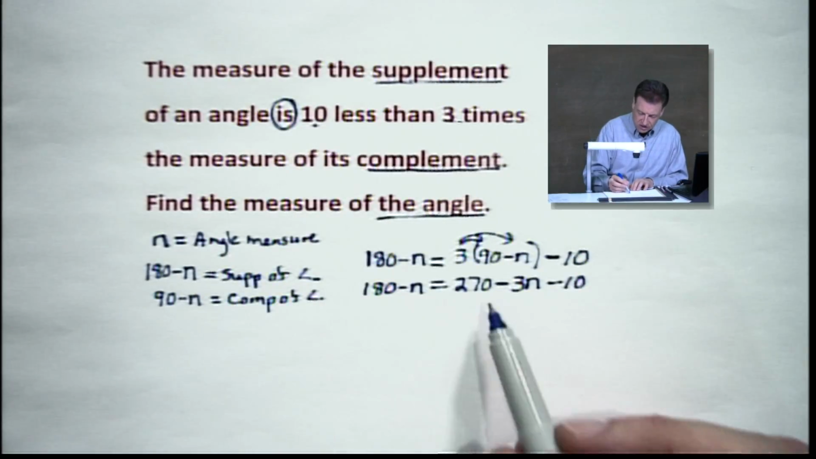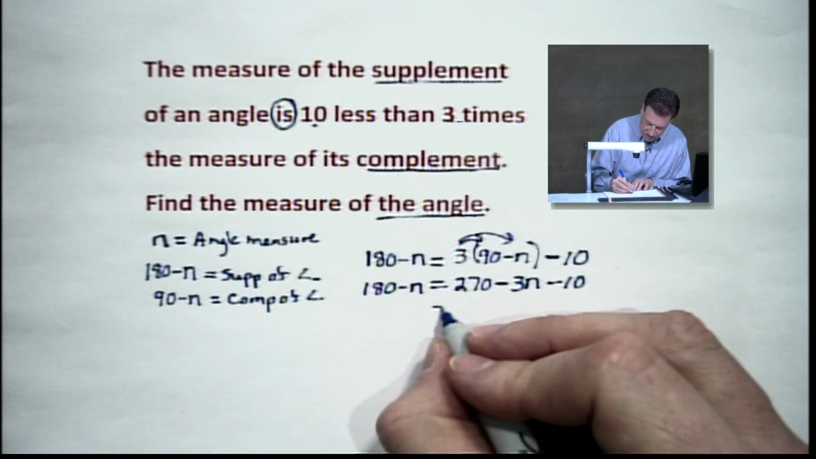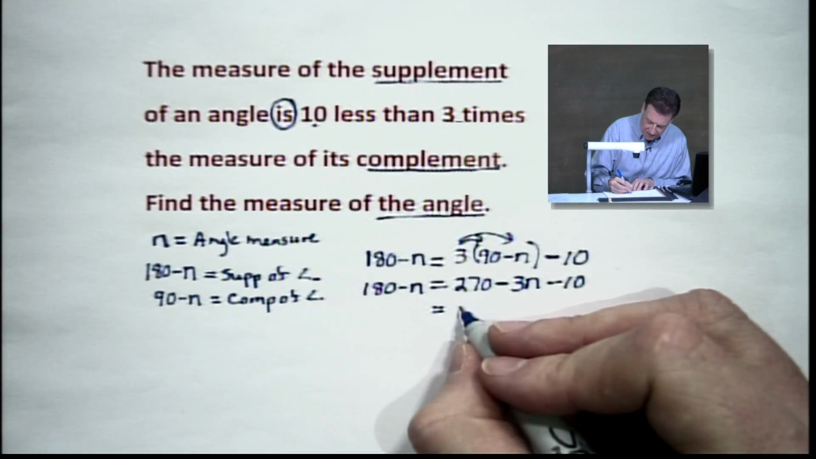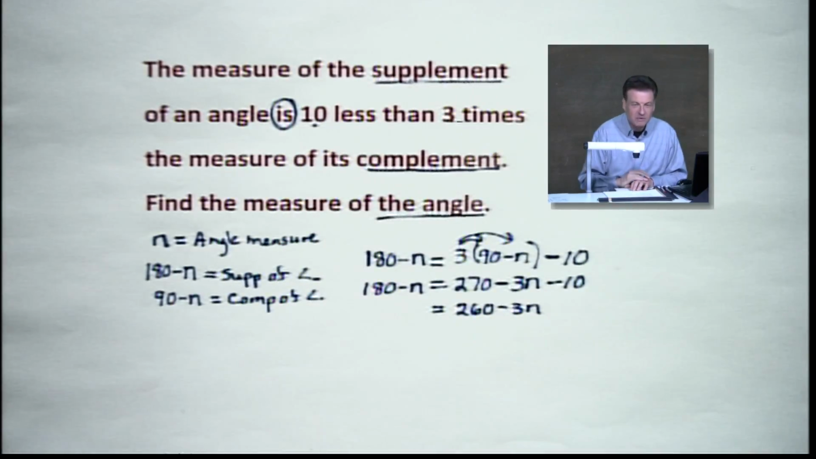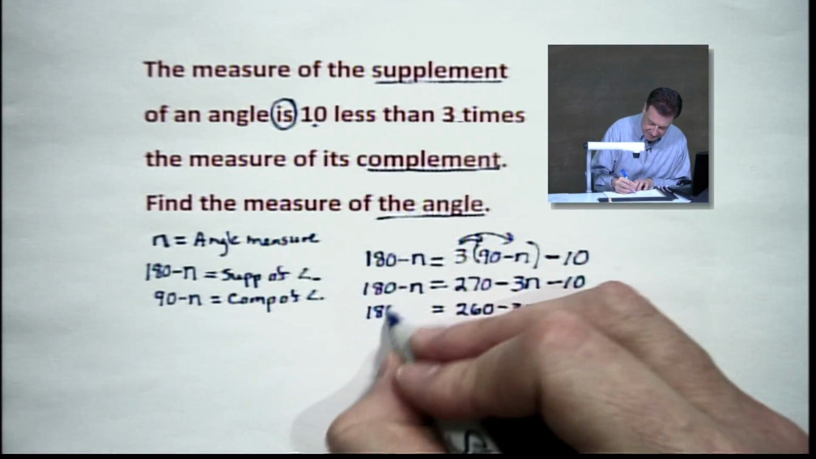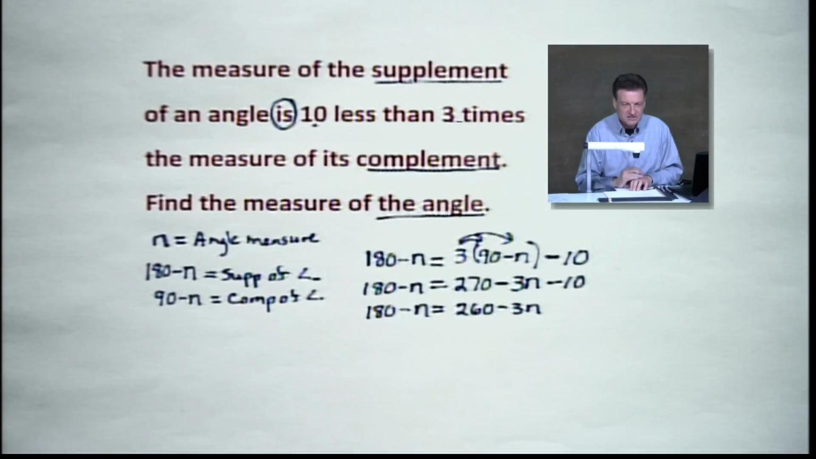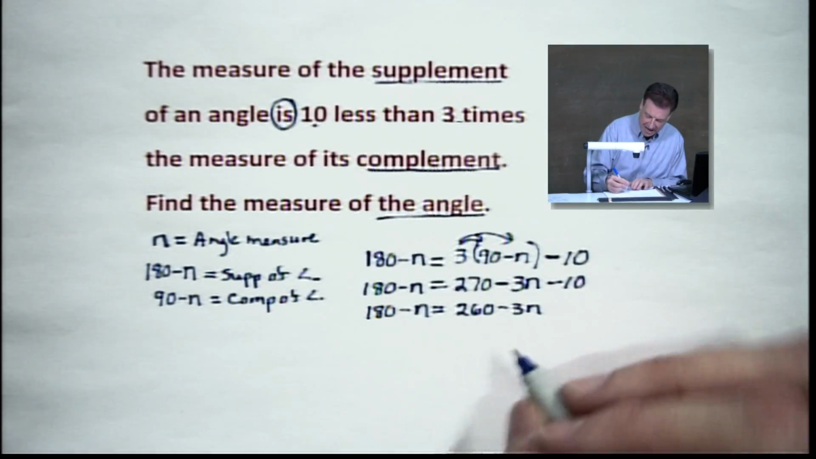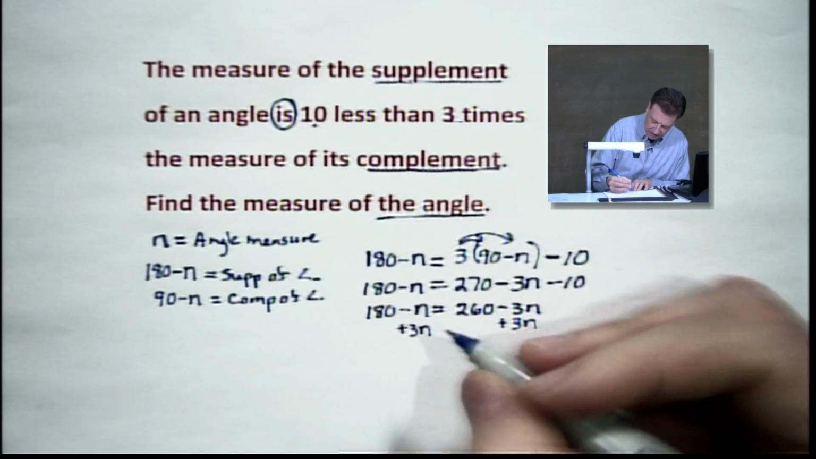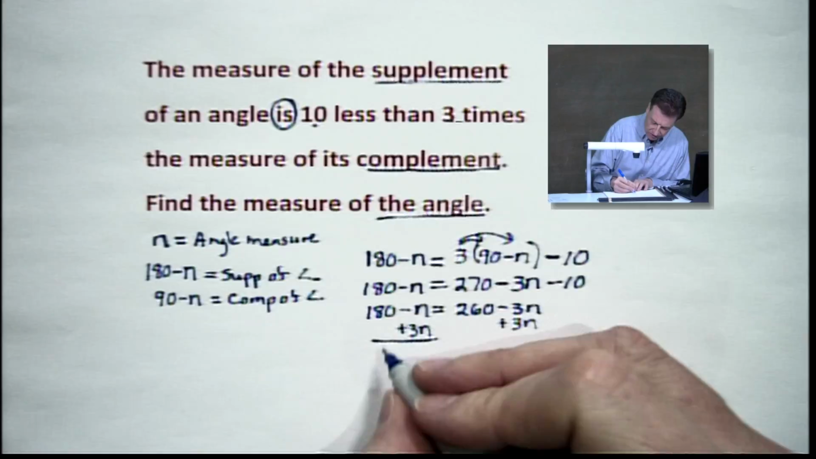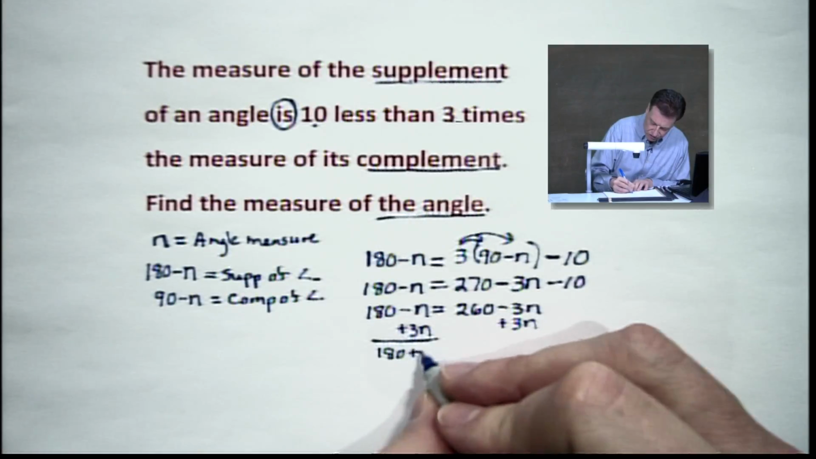We've got 270 minus 10, which is going to give me 260. And I've also got this minus 3n. So let's see what we've got going here, all right? On the left-hand side, we've still got this pesky 180 minus n hanging on, but that's all right. That's good. But now it looks a little bit easier. So let's add 3n. Add 3n both sides. And now I'm really liking the look of this. I've got 180 plus 2n.